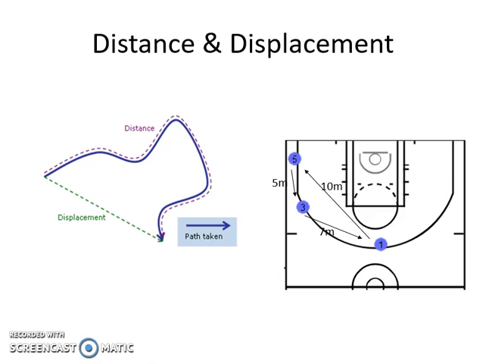Distance and displacement. Distance is the sum of all movements regardless of direction or the path it takes. An example of this would be a basketball is passed from player A to player B and the ball travels 10 meters. Whereas displacement is the difference between an object's beginning position and final position. An example of this would be player A passes the ball to player B and then player B passes it back to player A. The ball would then have a displacement of 0 meters.